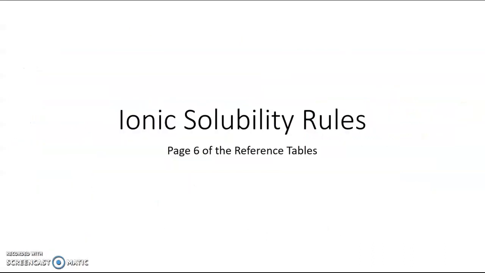So that's how you use the ionic solubility rules found on page 6 of the reference tables to predict whether a particular ionic compound will be able to dissolve in water or not able to dissolve in water.